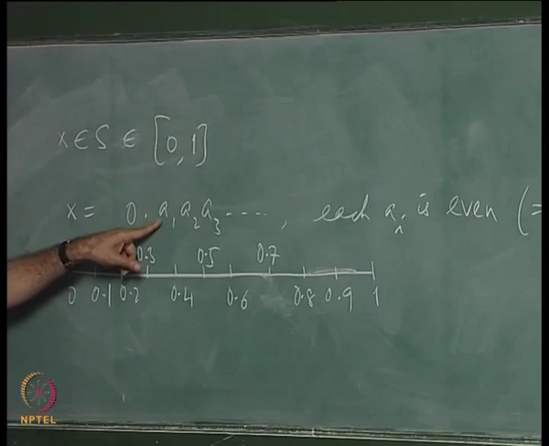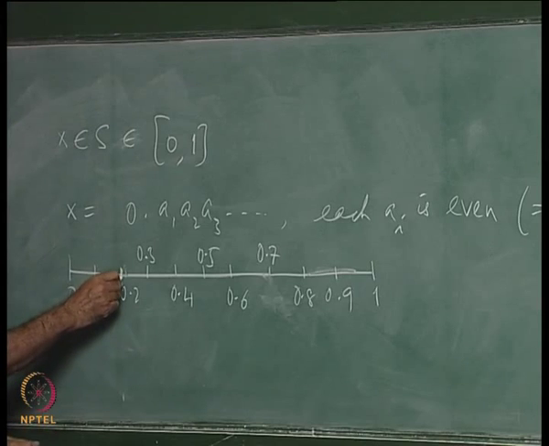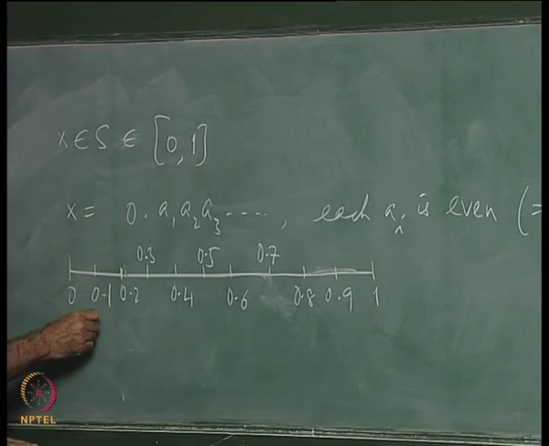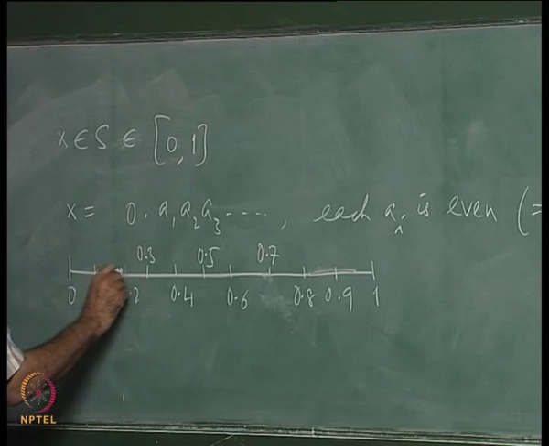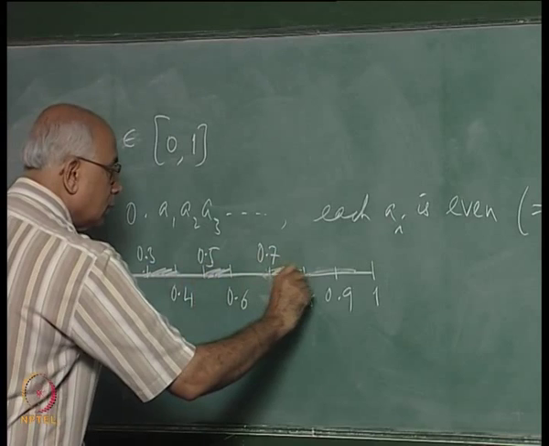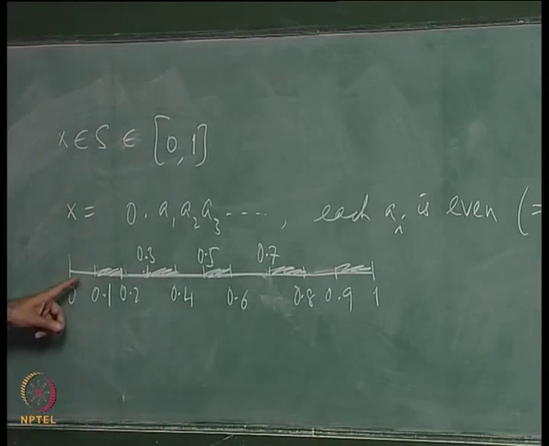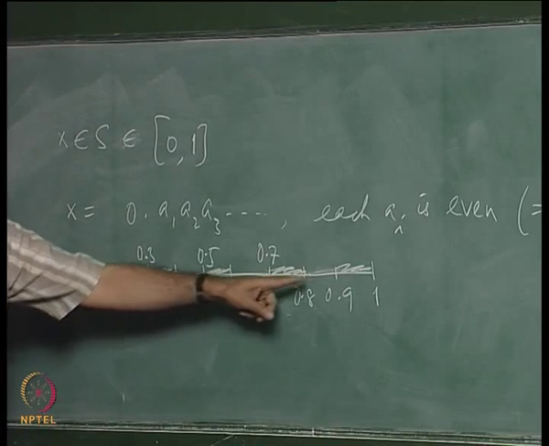Now if A1 can only be even, it cannot be odd, therefore it cannot be between 0.1 and 0.2, because then A1 would be an odd number. So this region is forbidden. This is forbidden, this is forbidden, this is forbidden, and that is forbidden. Therefore, A1 can only be in these intervals.